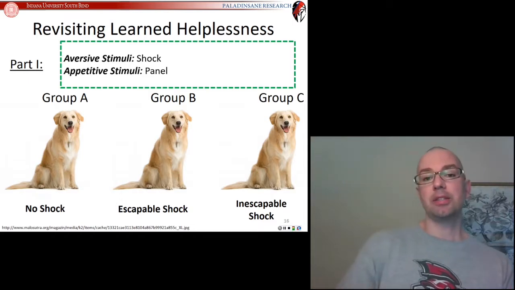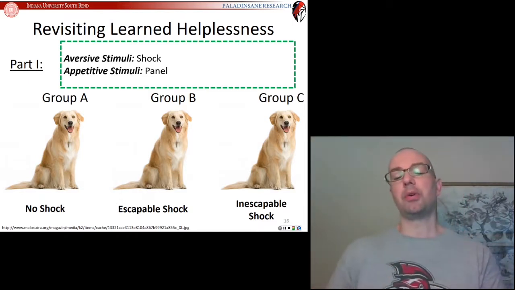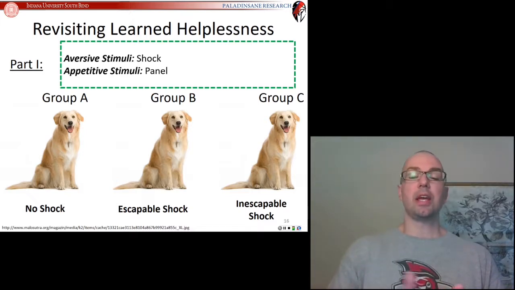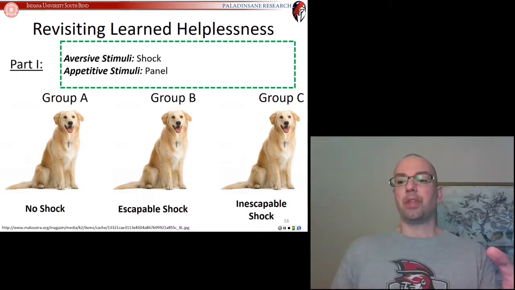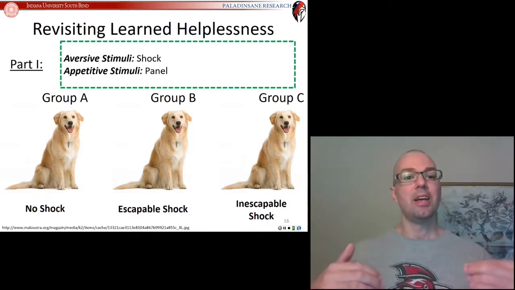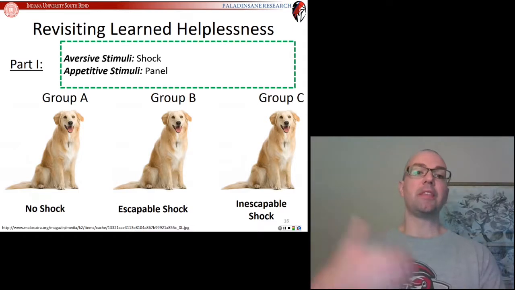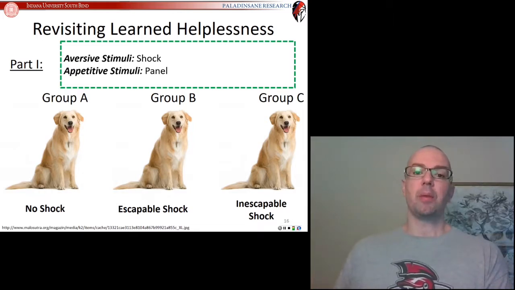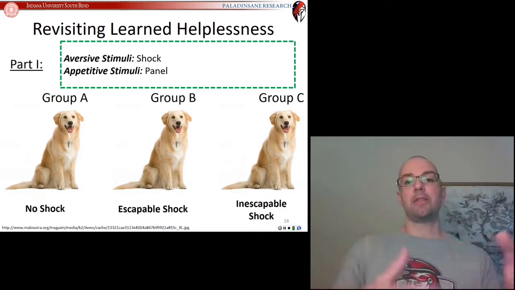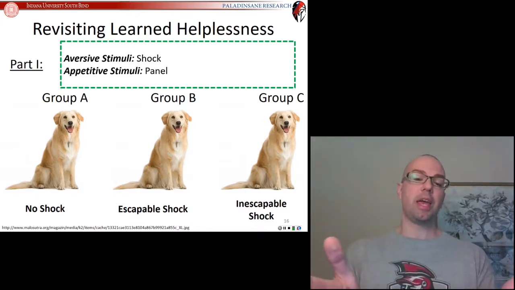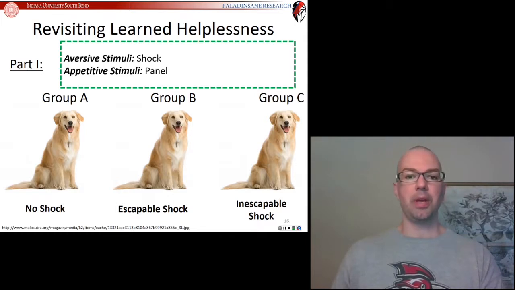An appetitive stimulus, in this case, also most evidenced in group B, was the panel. So dogs in group B would approach the panel. They would stay close to the panel. They would become very attached almost to the panel. They would seek the panel out, meaning that it had become an appetitive stimulus. So for most dogs, there's nothing about a panel that is appetitive, but because of the establishing operation of the shock being turned off by the panel, that panel became an appetitive stimulus for group B.